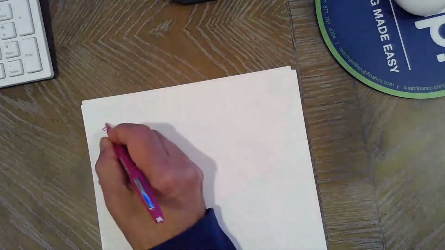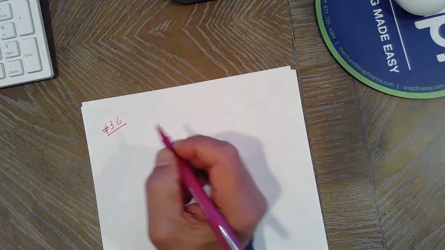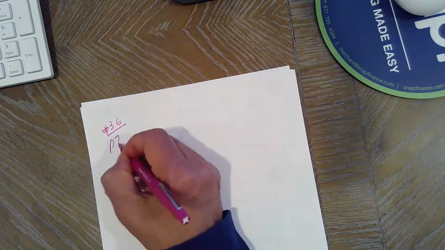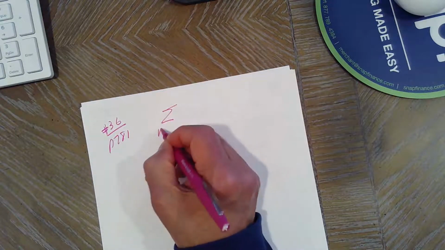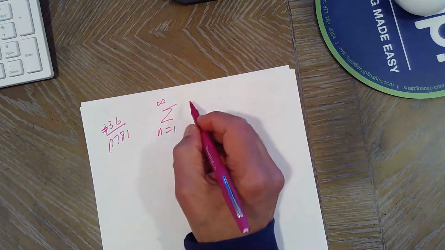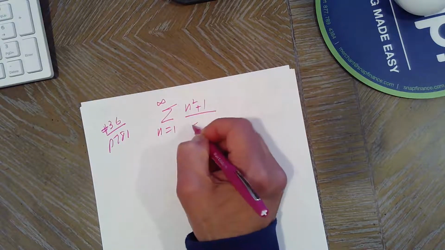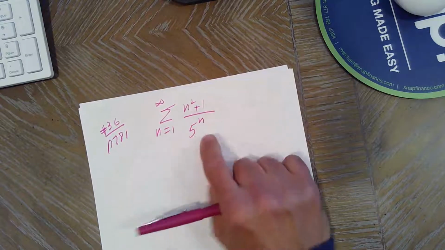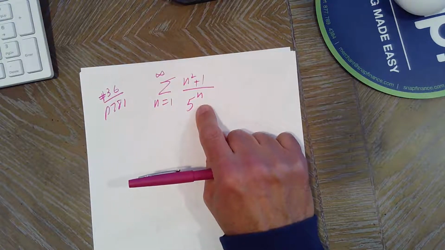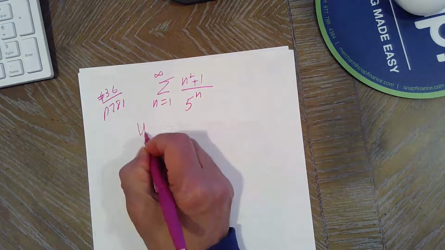So number 36 from page 781, sigma n equals 1 to infinity of n squared plus 1 over 5 to the n. This is not a rational function because at the bottom we have an exponential function, okay? So we can use the ratio test.